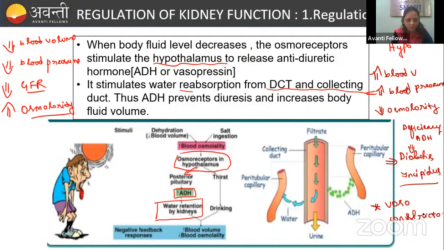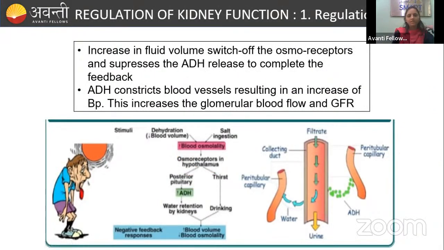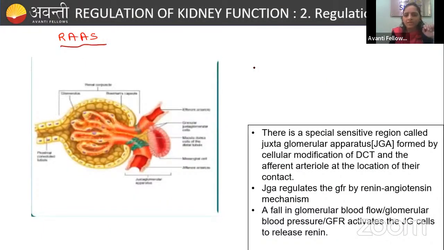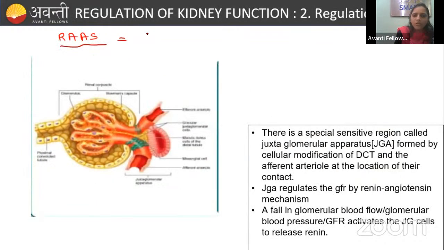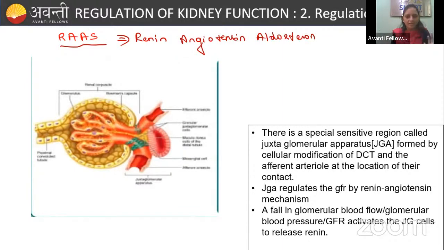Okay, fine. So let us go to the next thing, guys. Here we'll go to the RAS mechanism. What is the RAS mechanism? We call it RAS. What is the full form of RAS, guys? RAS is the renin, angiotensin, aldosterone mechanism.